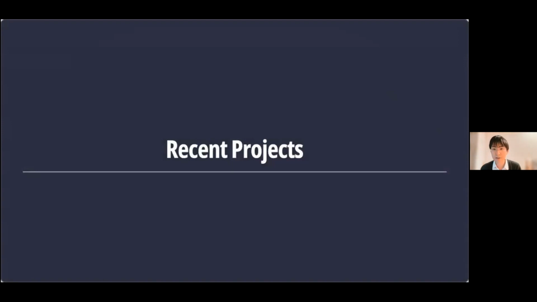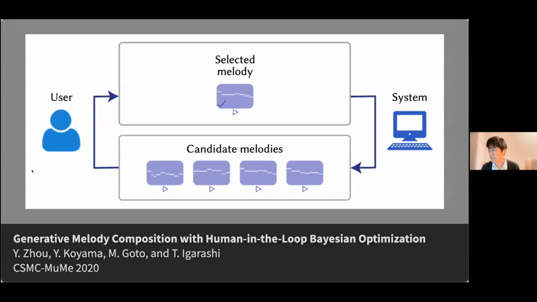Okay, so before summarizing this talk, I'd like to mention some of our more recent projects. This paper is about applying human-in-the-loop Bayesian optimization to melody generation using a deep generative model. The system provides multiple candidate melodies using Bayesian optimization, and then the user selects the best melody from the candidates. The pilot study suggests that this framework has the potential to lower the barriers for novice composers.